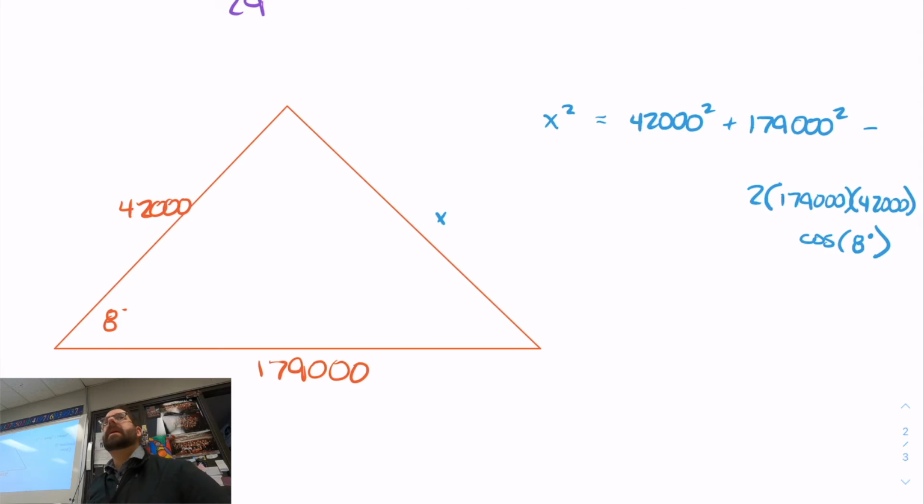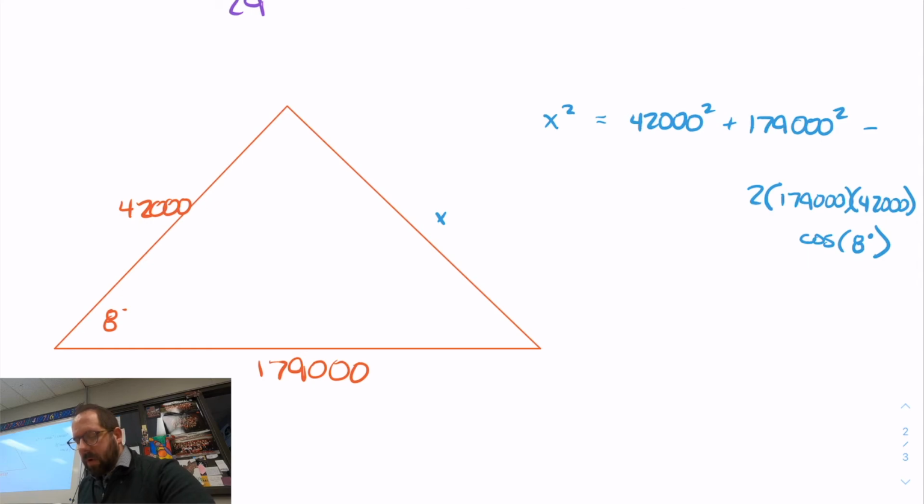Now, am I expecting a big number or a small number before I start? Small, why? Small angle. 8 degrees is a really small angle. I'm expecting a wall that's very small. I'm expecting it to be less than 42,000. Now, it may not seem small compared to some of these other numbers in terms of digits, but I'm expecting it to probably be smaller than 42,000.